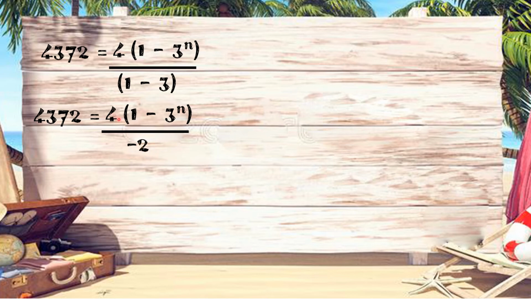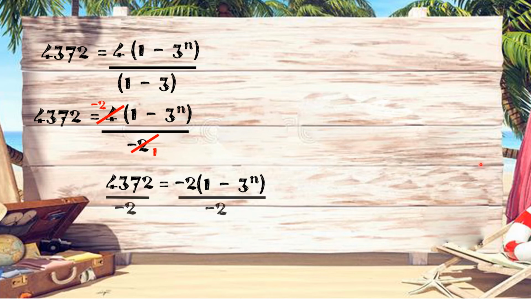Meron siyang common factor. Or pwede rin naman nating i-cross multiply. Pero mas madali kung i-divide natin both sides by negative 2. I mean both numbers. So, 4, negative 2 divided by negative 2 is 1. And then 4 divided by negative 2 is negative 2. So, we have now 4,372 is equal to negative 2 times the quantity 1 minus 3 raised to n.